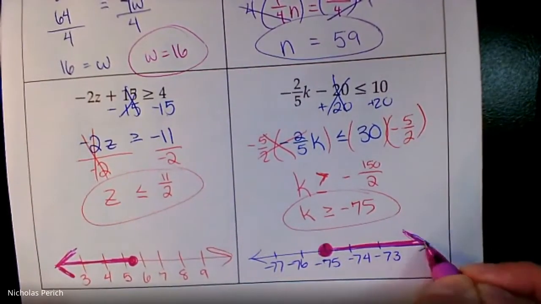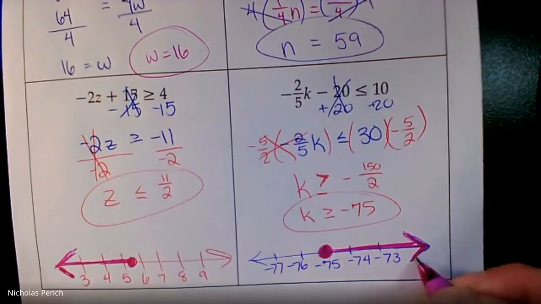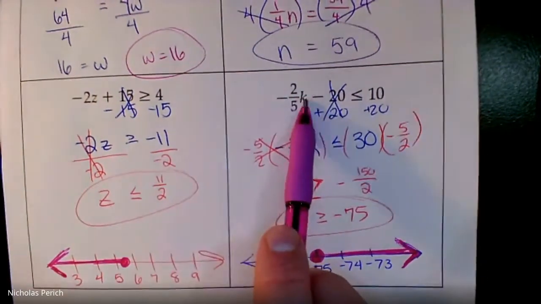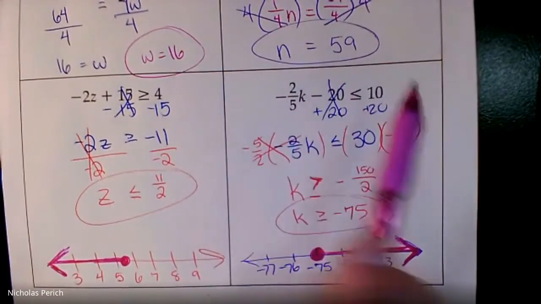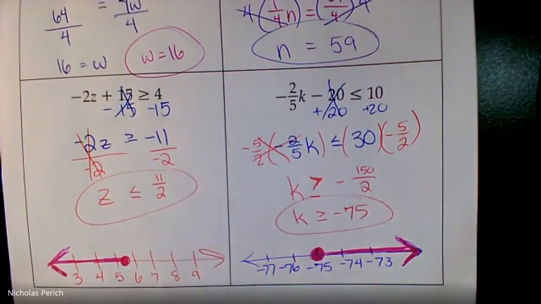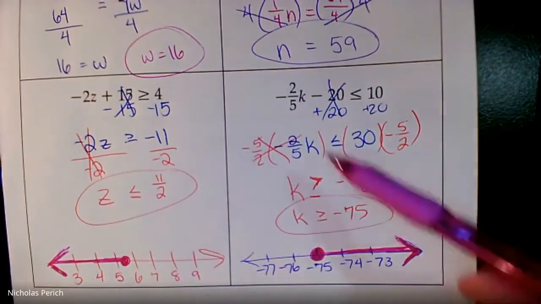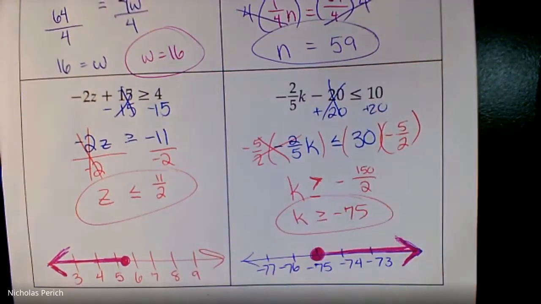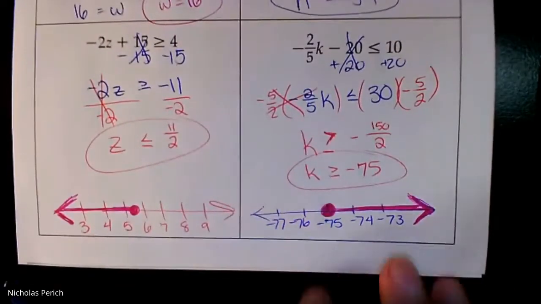Now, what this means, by definition, is inequality literally means not equal. So any number, including negative 75, negative 74, negative 73, negative 70, 0, 1,000, any number to the right of negative 75, if I were to plug into that k in the original problem, would make the statement true. So if I said 1,000 and plugged it into k, I will get something that's less than or equal to negative 10 after I did all the math on the left. That's what inequalities mean.